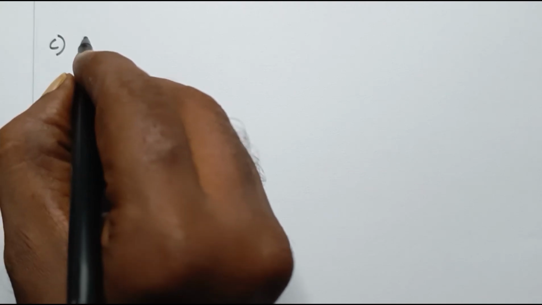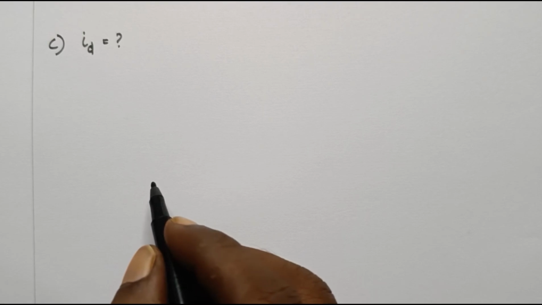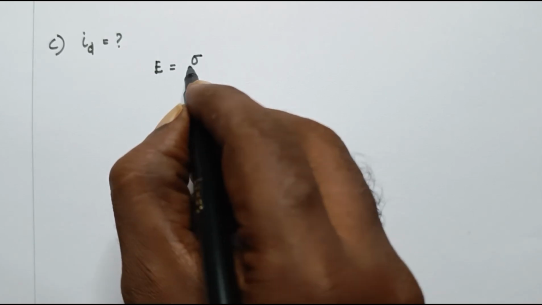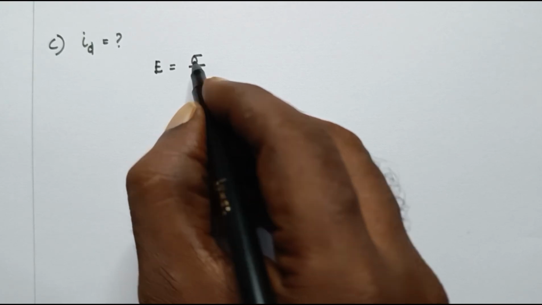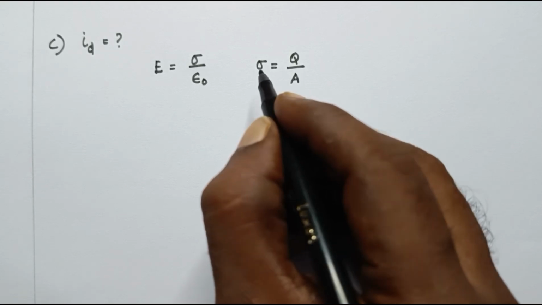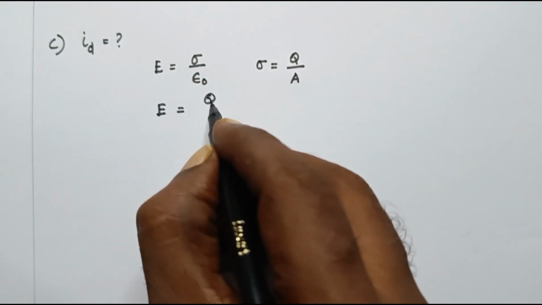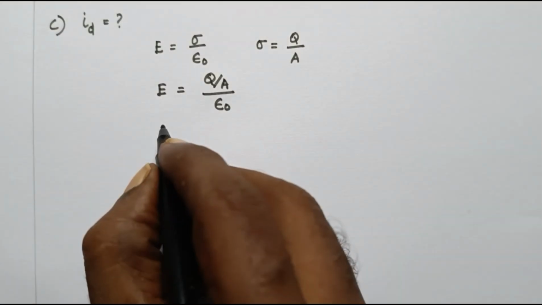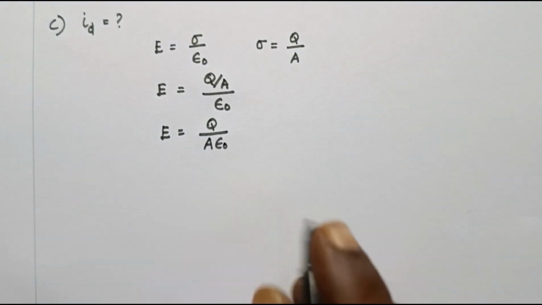Displacement current is taken as I suffix d is equal to what? The electric field inside the capacitor can be written as E is equal to sigma by epsilon 0. Here this sigma is the surface charge density. Sigma is equal to charge by area, which is known as surface charge density. Therefore E is equal to Q divided by A divided by epsilon 0, which can be written as E is equal to Q divided by A epsilon 0.